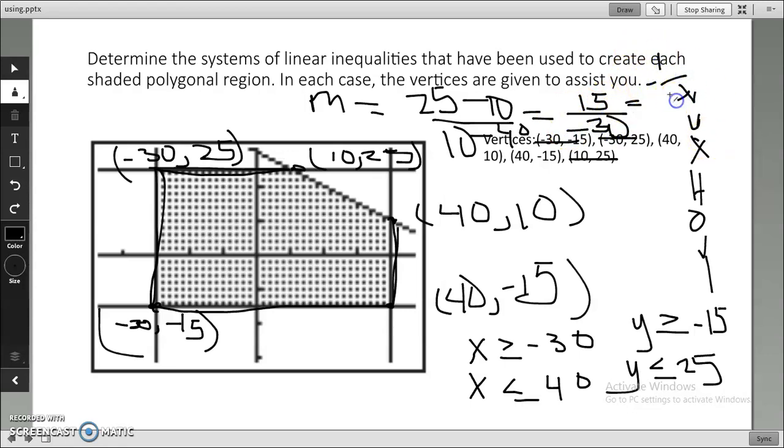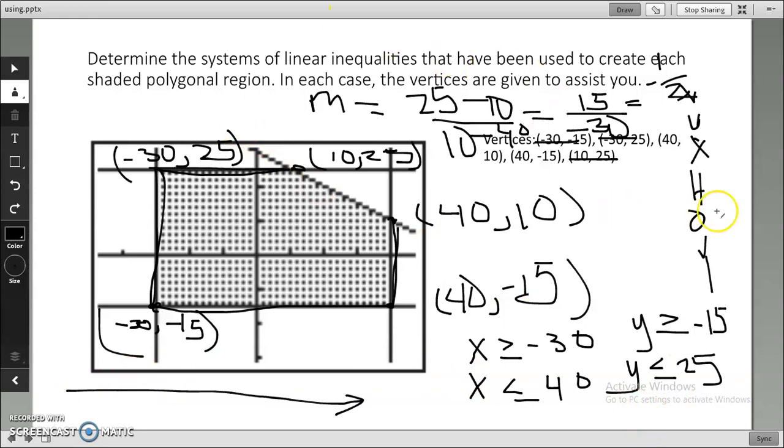It makes sense that it comes out negative, because if I'm looking at it as I'm going down the hill, it's going in a negative direction. If I look at it like I'm reading a book, it's going down the hill, so it's negative. So negative 1/2, that slope makes sense.